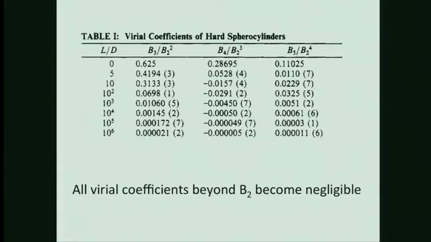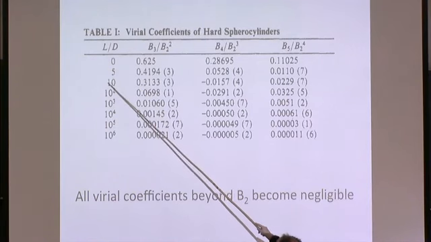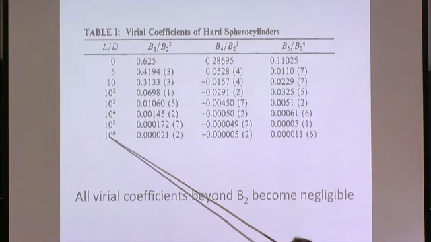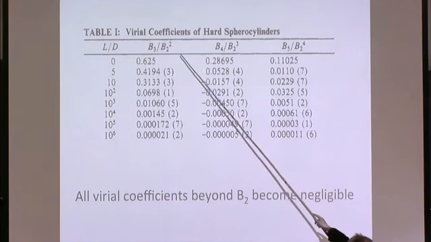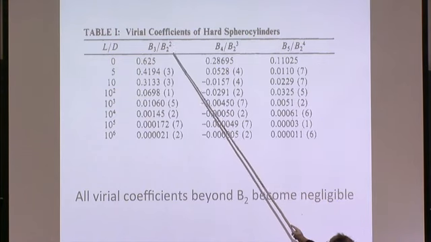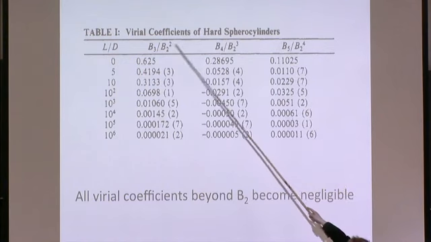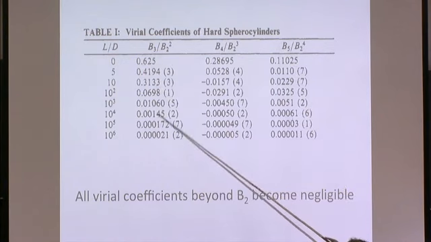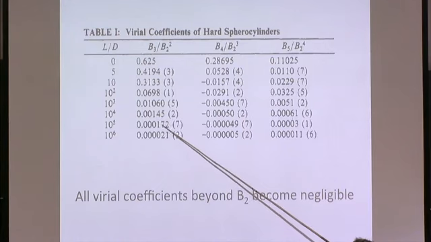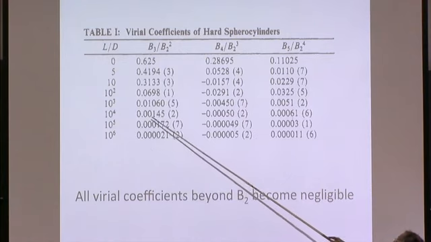If you look at the higher order virial coefficients for hard spherocylinders, here you have the aspect ratio. This is a sphere. This is 10, 100, 1,000, etc., up to 1,000,000. And you look at the ratio of the third, the fourth, and the fifth virial coefficient compared to the second virial coefficient squared, cubed, and to the fourth power. You see that this ratio becomes very, very small. Typically it goes down by almost a decade per factor 10 in the aspect ratio.